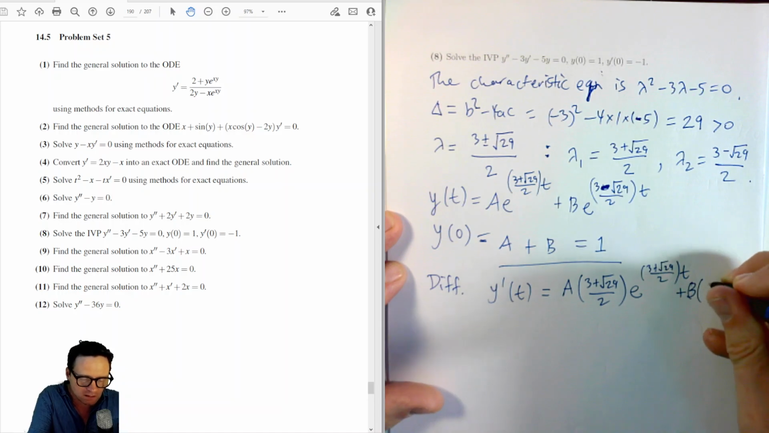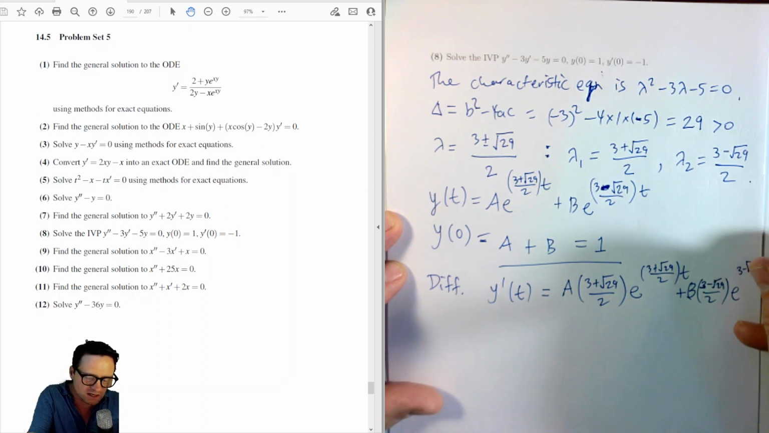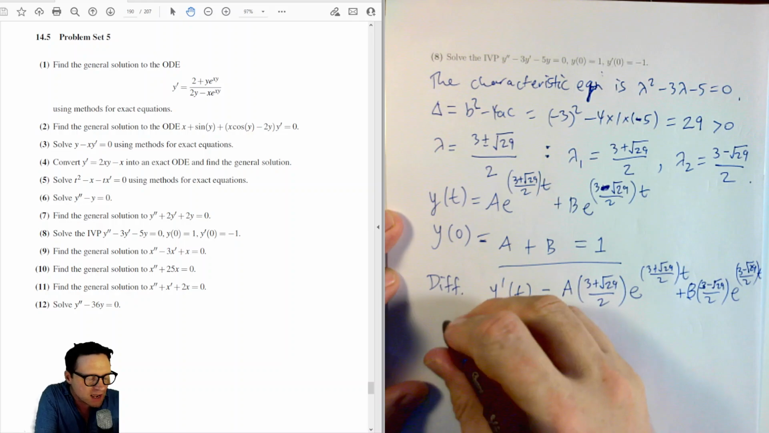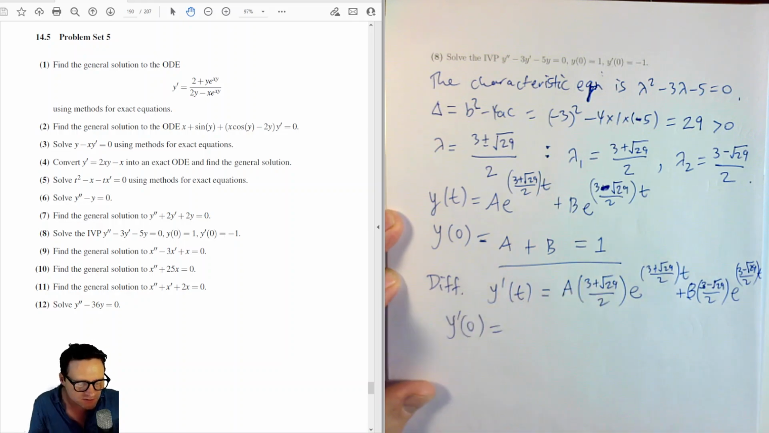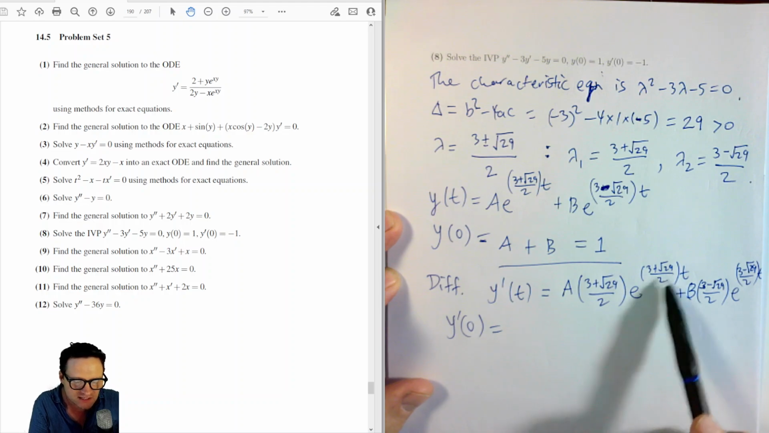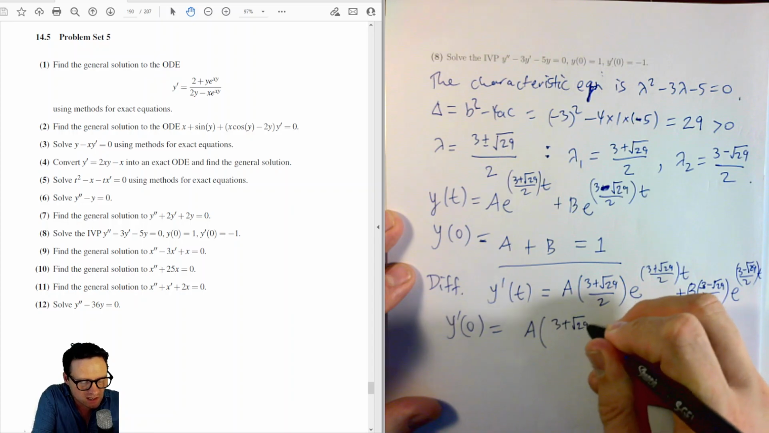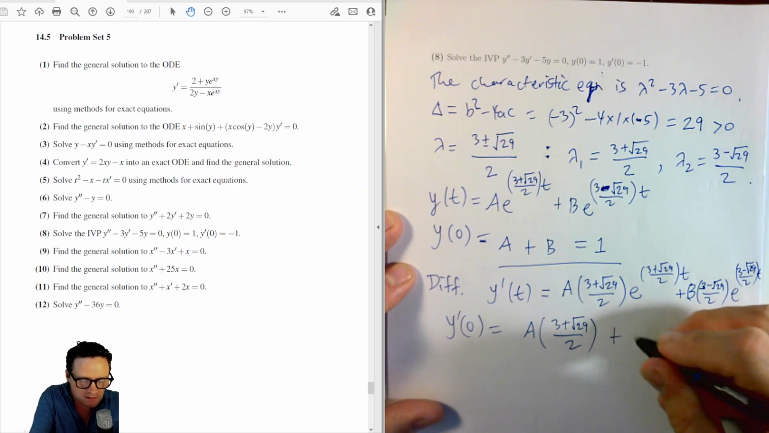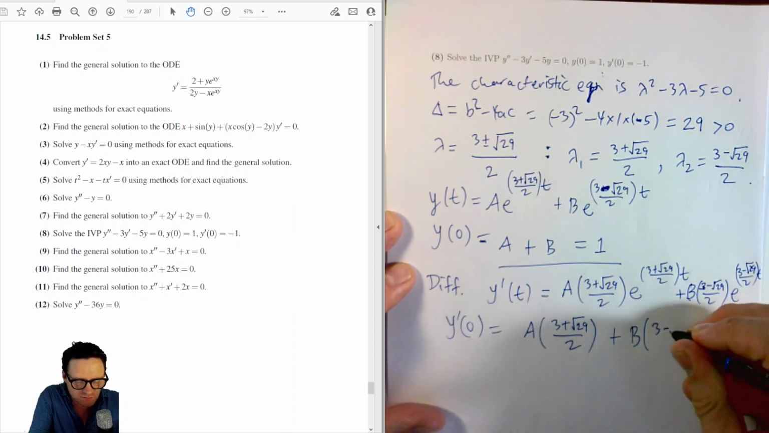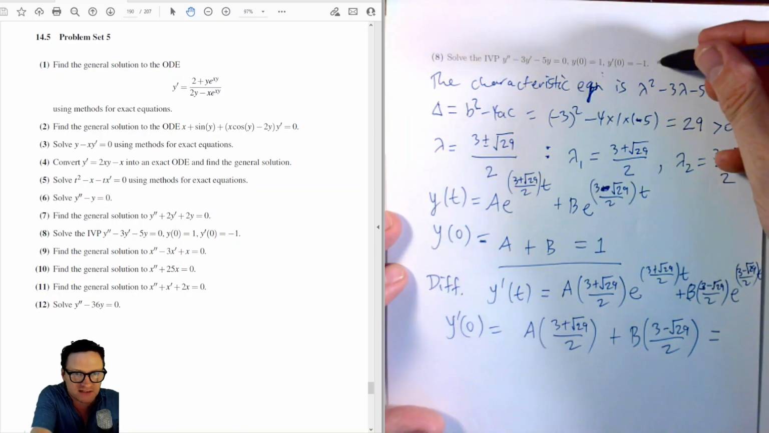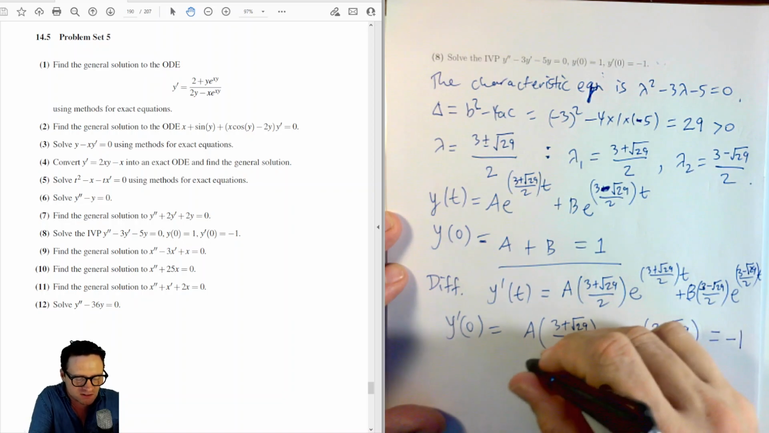So plus b times (3 minus root 29) all over 2, e to the (3 minus root 29) over 2, and then times t. Okay, and so now y dash of 0 is equal to, just looking at this, if we put in a 0 for the t, we have e to the 0, which is 1. So we have a times (3 plus root 29) over 2, and then same story over here, b times (3 minus root 29) all over 2, and this is equal to, by this initial value, minus 1, and this is our second equation.